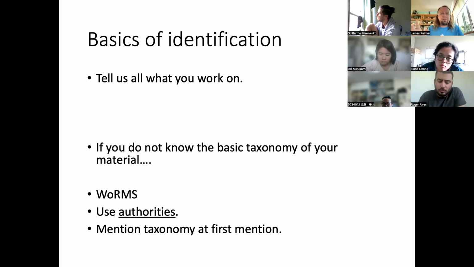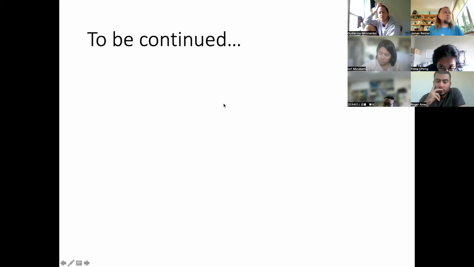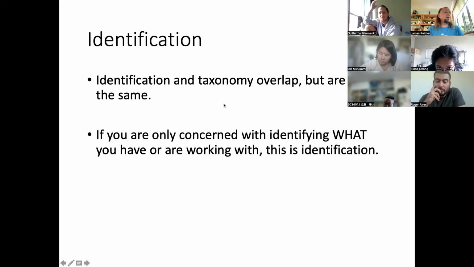Are there questions about the identity of the species or not? If you're just using the identification to generate a unit, don't worry. If you're doing new taxonomy and things, that's taxonomy. Here, identification and taxonomy are very similar, but they're not the same, right? Do you follow what I mean?